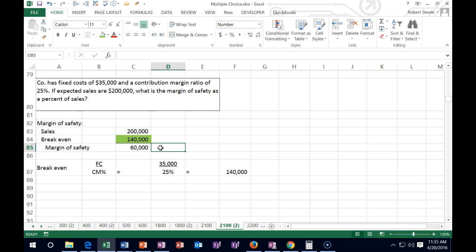Well, what's the margin of safety as a percentage of sales then? That's going to equal the 60,000 divided by the 200,000. So that's what the ratio is going to be. Now, it's not 0, of course, it just shows no decimals right here. So we're going to go to the Home tab, Numbers, and we can increase the decimals, or we can just hit the percentage button, and there we have 30%. So what is the margin of safety as a percentage of sales? Anytime you see as a percentage of sales, it's going to be that ratio. It's the 60,000 over the sales in this case.